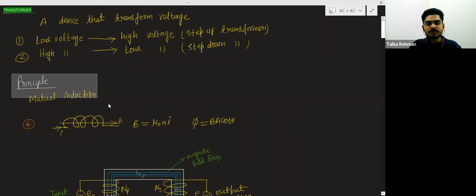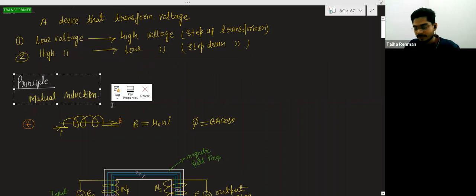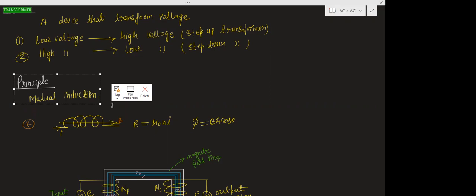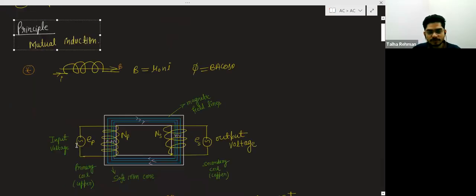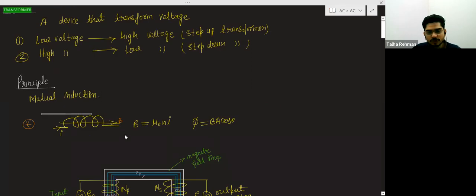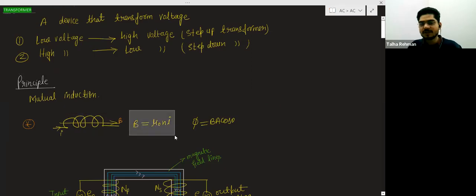The transformer is based on the principle of mutual induction. We have discussed mutual induction in electromagnetic induction. There I have shown you that two coils are there. If you change the current in one coil, there will be an induced current in the other coil. So before understanding the working of the transformer, you should know what a solenoid is, what the magnetic field in the solenoid is, and what the magnetic flux is.